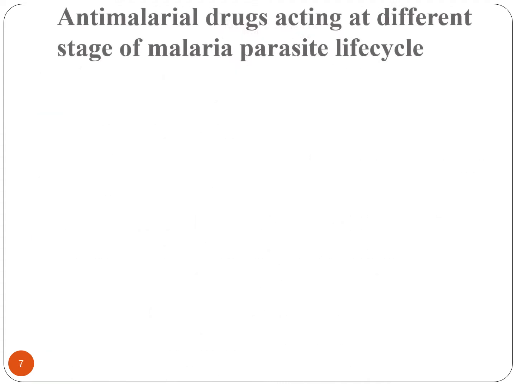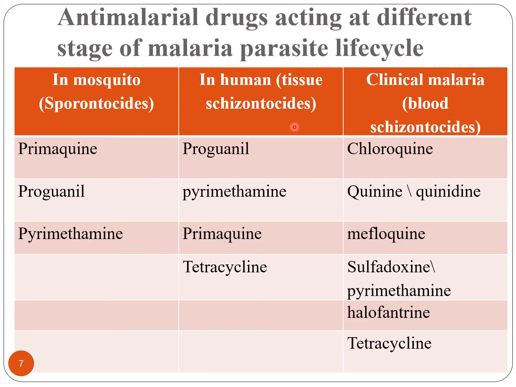We find that the antimalarial drugs act at different stages of the malaria parasite life cycle. This includes the mosquito and the human, both in tissue and in the RBCs. First, in the mosquito, they are called sporontocides. This includes primaquine, proguanil, and pyrimethamine. In humans, the tissue schizonticides include proguanil, which acts both in the mosquito and in tissue, and pyrimethamine, primaquine, and tetracycline.